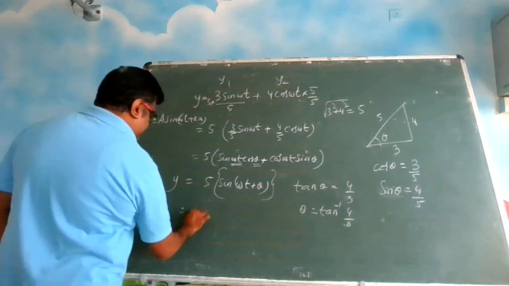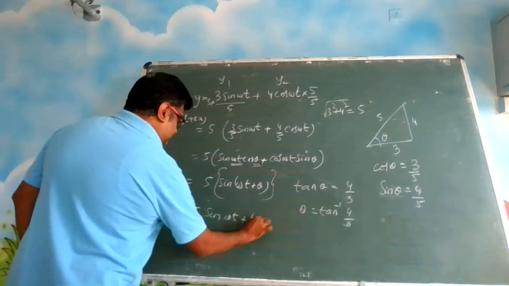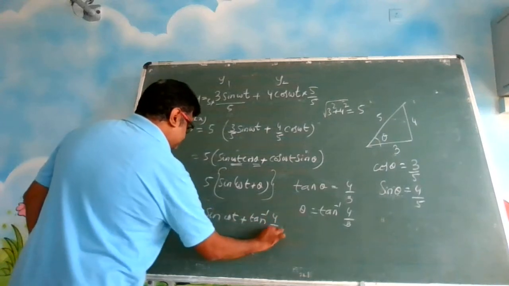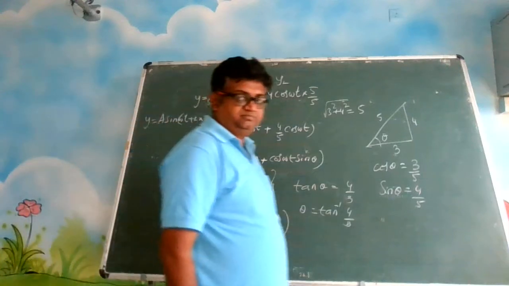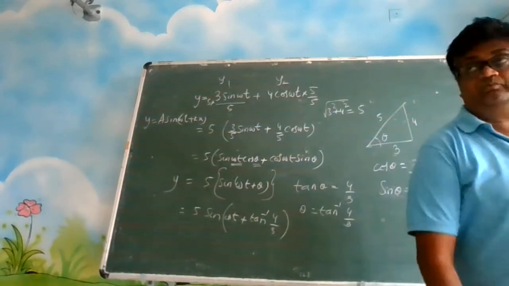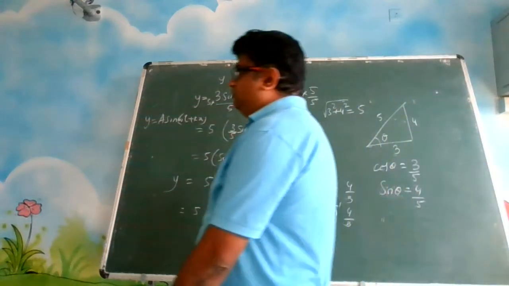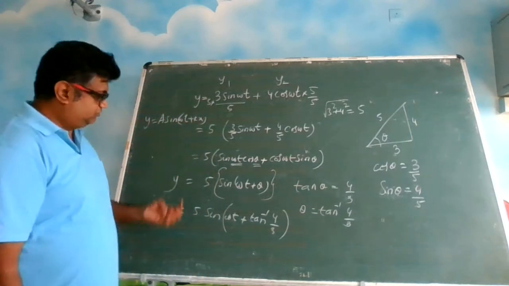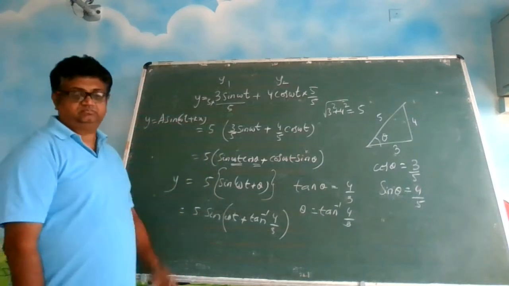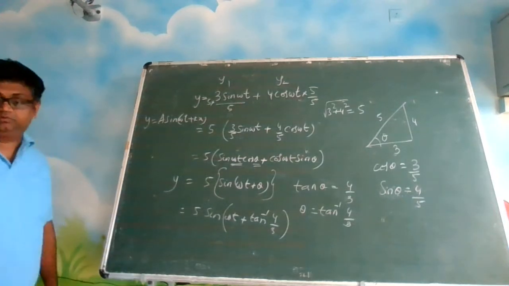So you can write this as sin omega t plus tan inverse of 4 by 3. This is a phase. Okay. So when you see this type of question, you should attempt like this. This we have discussed in the class earlier also, but I am trying to explain this with a simple example so that you understand the method. Take a screenshot and note down.